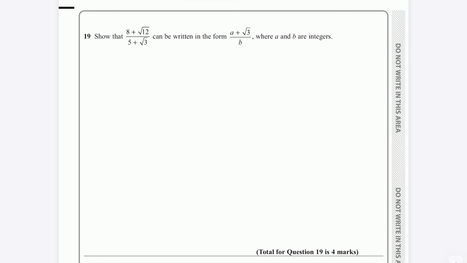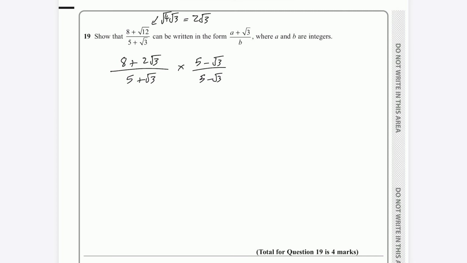So question 19 is saying, show that that can be written in that form there. So straight away looking at this, before even doing any work, I can see that root 12 can be written as root 4 root 3, which can then become 2 root 3. Again, it'll just make my life easier at some point. So let's start with that. 8 plus 2 root 3 over 5 plus root 3. And we're going to rationalize, so that's going to be 5 minus root 3 over 5 minus root 3.